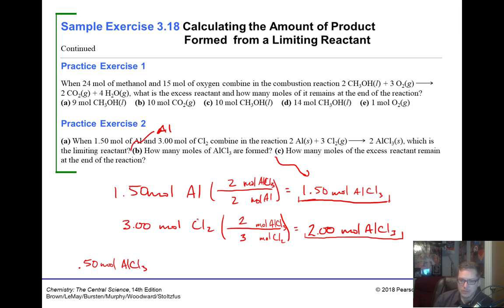But we ran out of aluminum. So that's the AlCl3 that could have been made by the Cl2. If we convert this into moles of Cl2, we'll know how many moles of Cl2 are left over. Okay, so set up our parentheses.